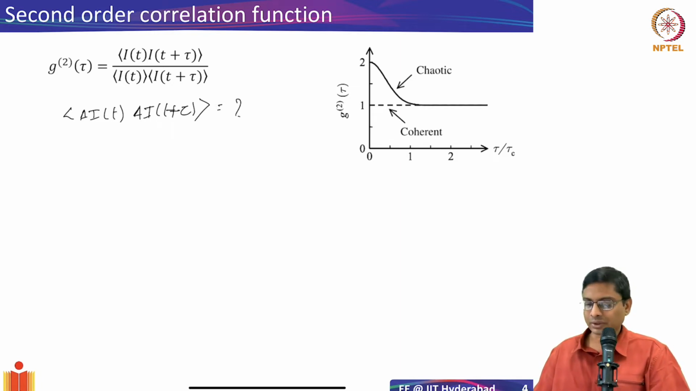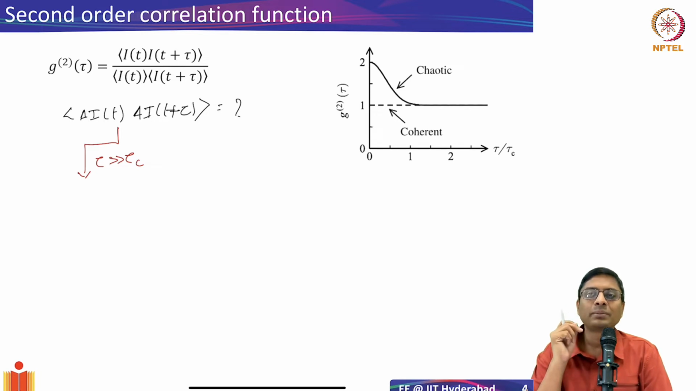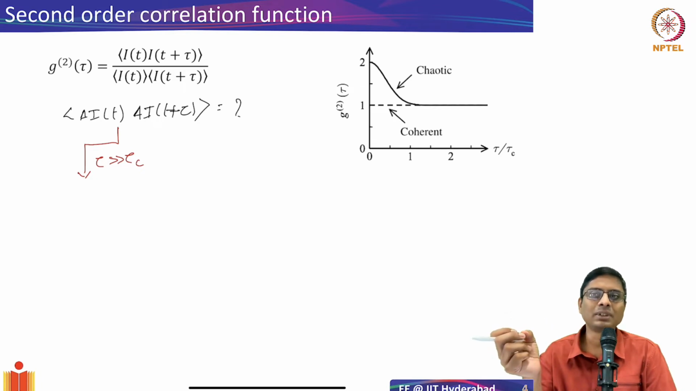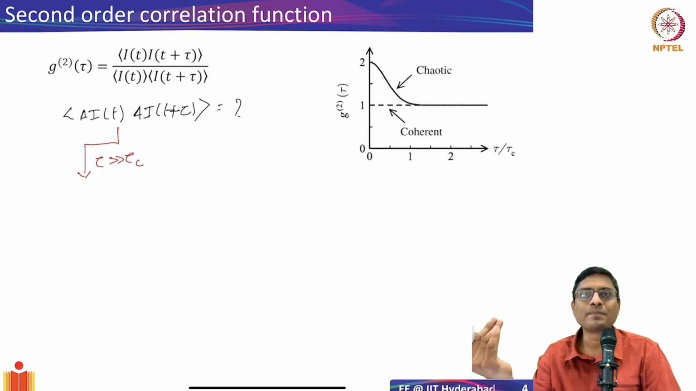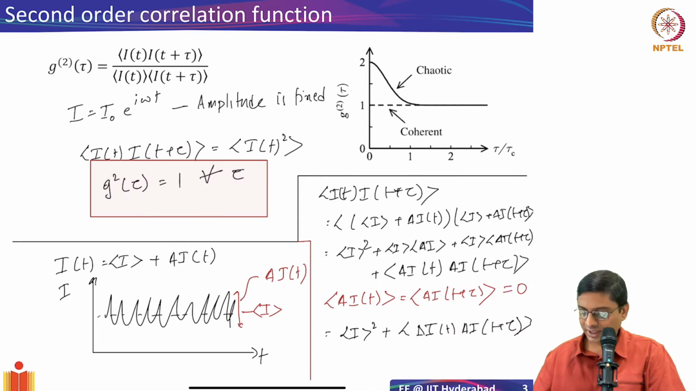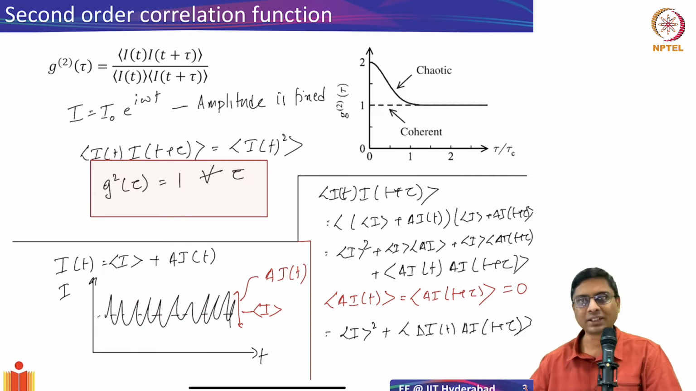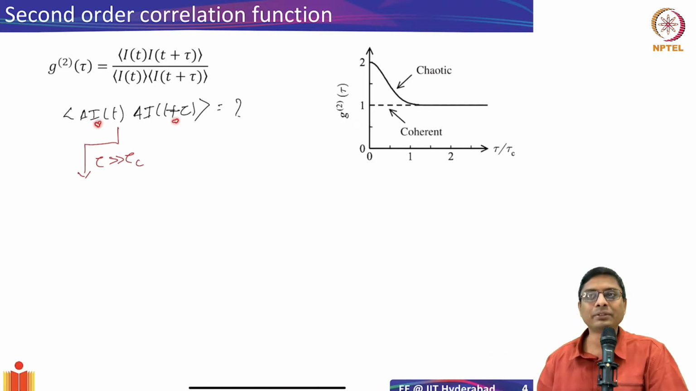So we will take two scenarios. The first scenario is when tau is much greater than tau c. What does it mean? If the time delay is greater than the coherence time, do the fluctuations in one beam have any correlation to the second beam? This delta I represents these fluctuations. Now we are saying that the delay is greater than the coherence time. If so, there is no way these fluctuations have any correlation with the delayed fluctuations.